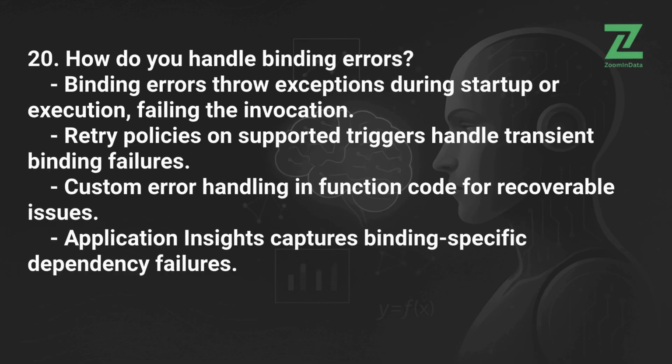20. How do you handle binding errors? Binding errors throw exceptions during startup or execution, failing the invocation. Retry policies on supported triggers handle transient binding failures. Custom error handling in function code for recoverable issues. Application Insights captures binding-specific dependency failures.